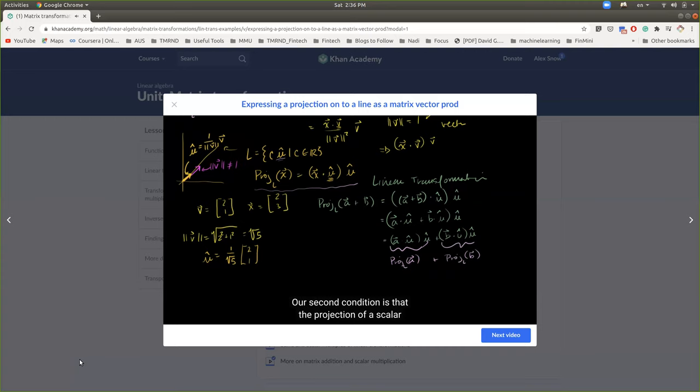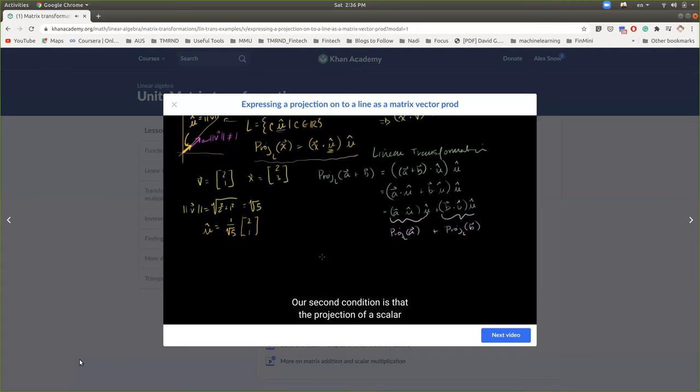Now our second condition is that the projection of a scalar multiple should be equal to a scalar multiple of the projection. We write that down. So what is the projection onto L of some scalar multiple of some vector A? Well, that is equal to CA dot our unit vector U times the unit vector U. And this one's a little bit more straightforward because this is the scalar multiple.